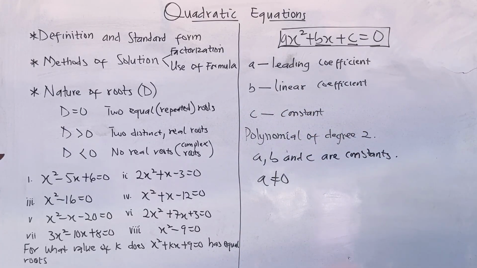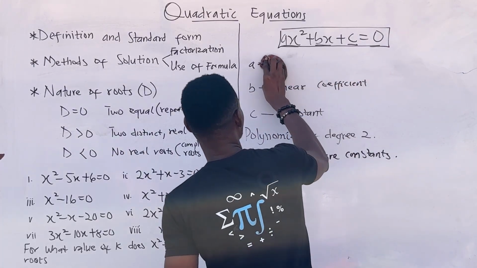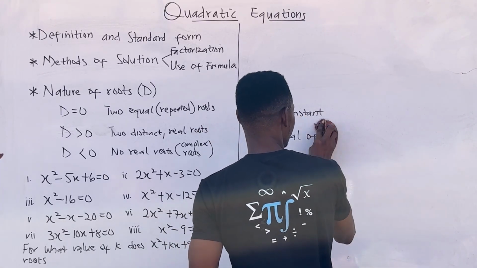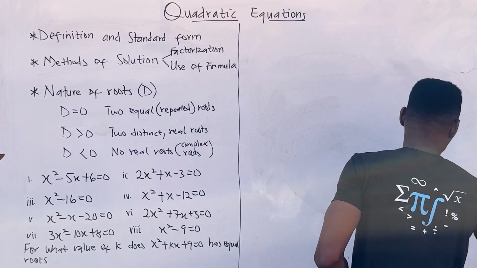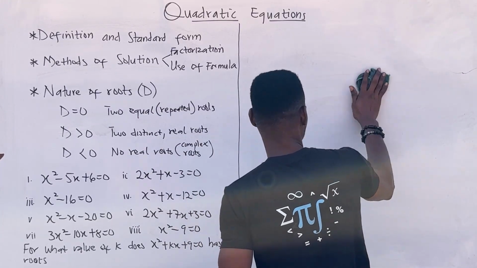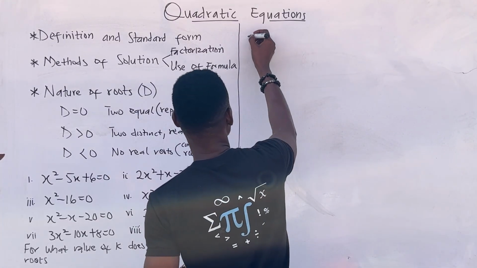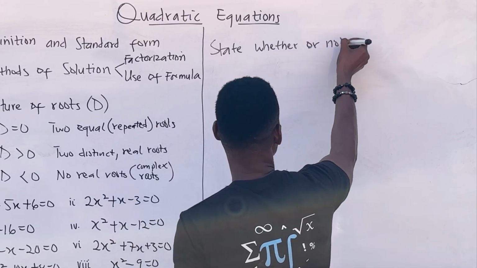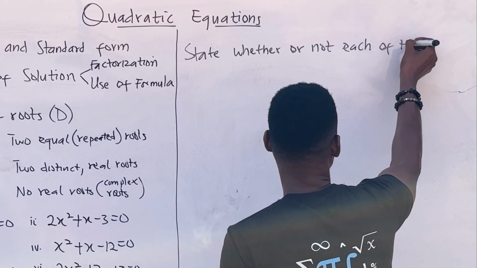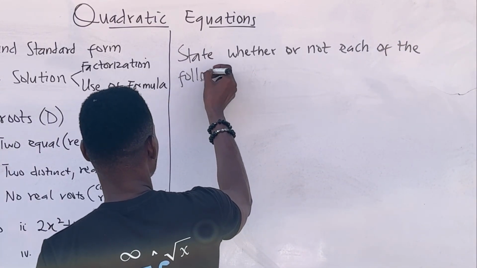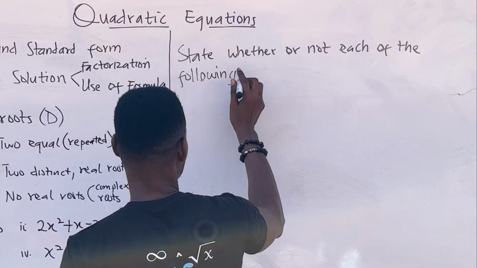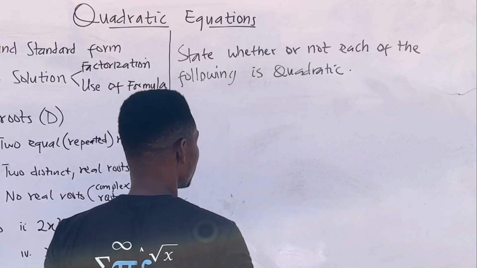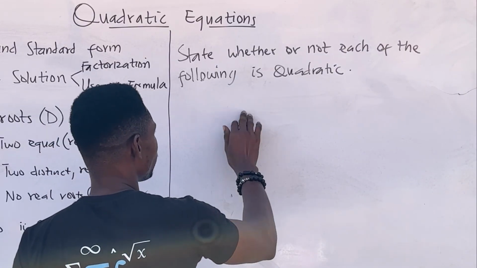So, state whether or not each of these equations are quadratic. So you want to tell me whether it is quadratic or it is not quadratic. So instruction: state whether or not each of the following is quadratic. So you're going to tell me whether it is quadratic or it is not quadratic.